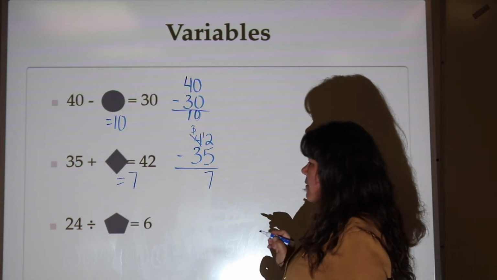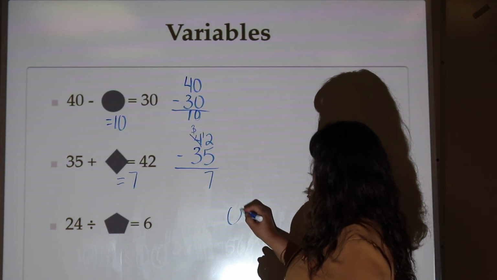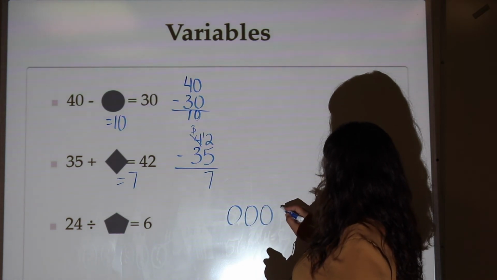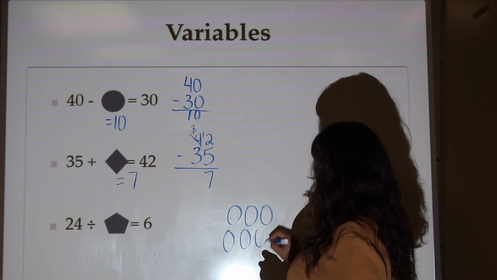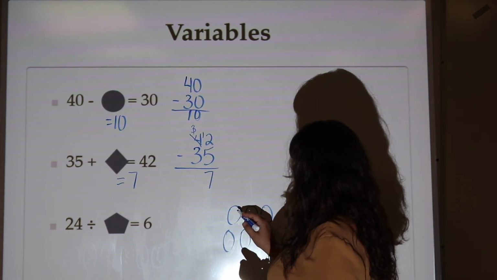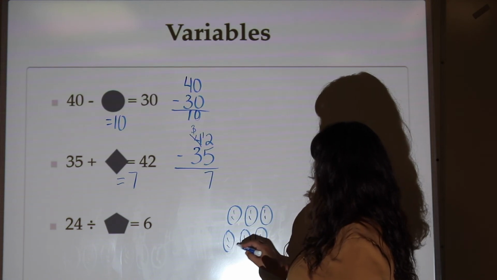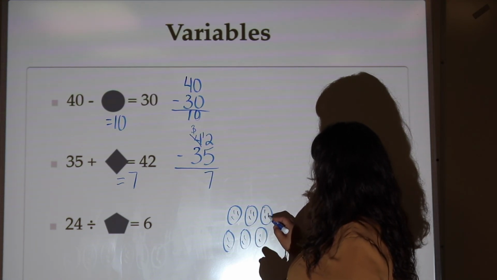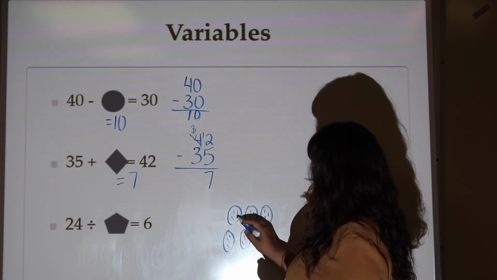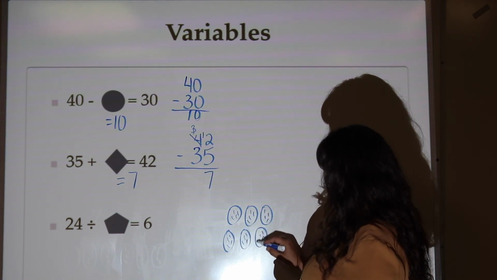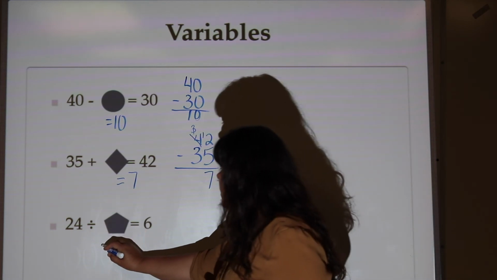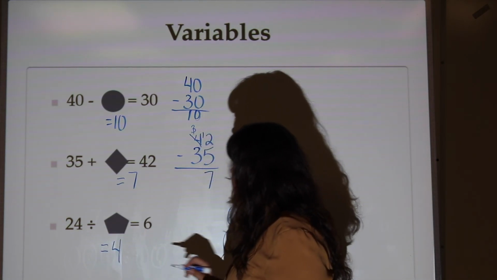And then for 24 divided by 6, I am going to make my 6 circles. And I'm going to split that 24 up. 1, 2, 3, 4, 5, 6, 7, 8, 9, 10, 11, 12, 13, 14, 15, 16, 17, 18, 19, 20, 21, 22, 23, 24. And it looks like I have 4 in each one. So my answer here would be 4.